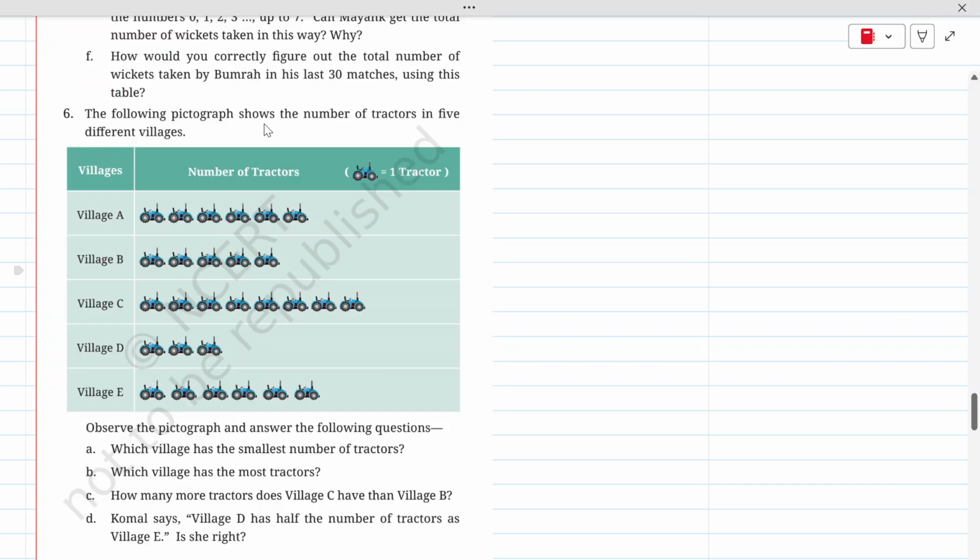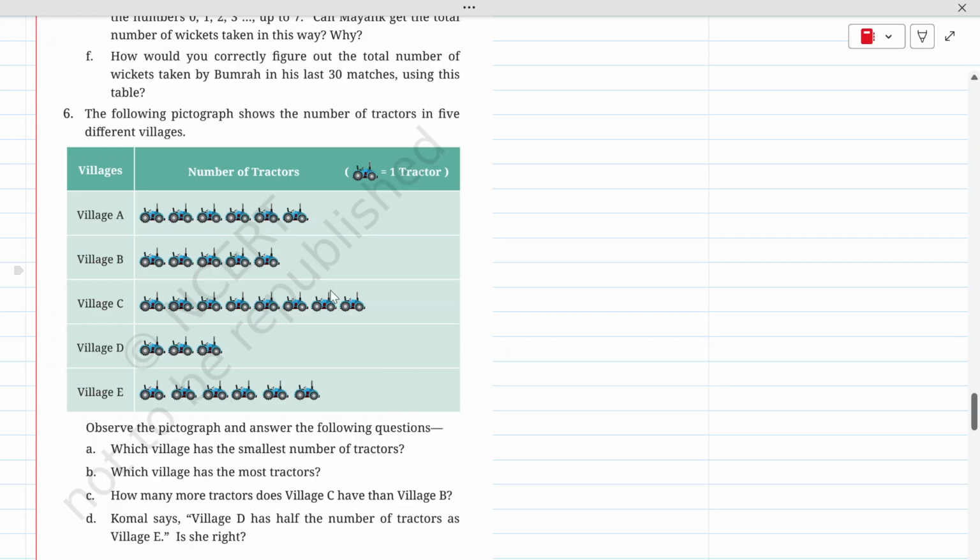The following pictograph shows the number of tractors in 5 different villages. So we have 5 different villages. Village names are village A, B, C, D and E. These are the number of tractors shown to us, and here one figure, that is one picture given to us, corresponds to one tractor only. So it is a 1 unit scale. Okay. Now observe the pictograph and answer the question.